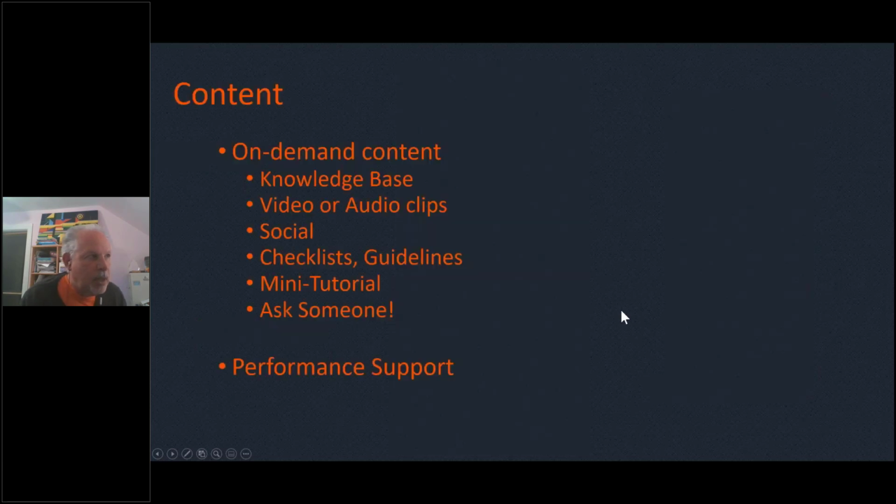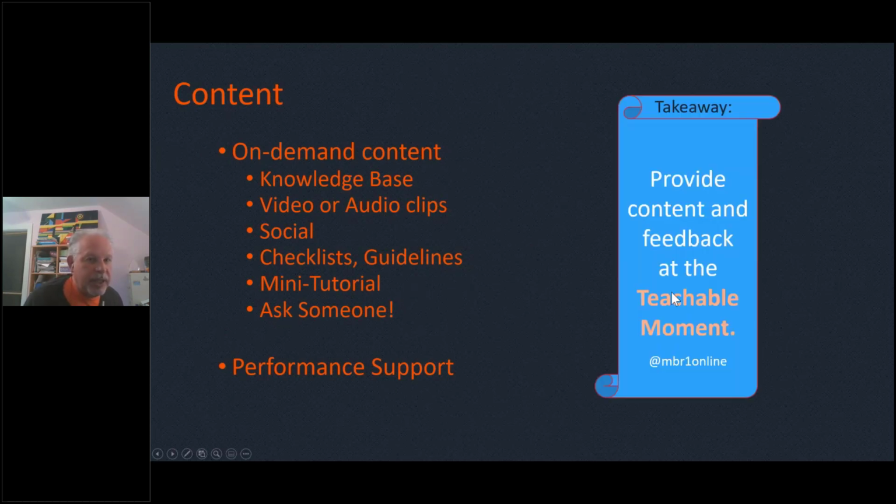Okay. So what about content? It's very important. How do you get on-demand content? How do you set up experiences and give people the content that they need at the teachable moment? That's the way to use content. Set up experiences and give them the information they need, whether it's a knowledge base or video clips or micro-learning, mini tutorials, or just asking someone, oh, how do you do this?